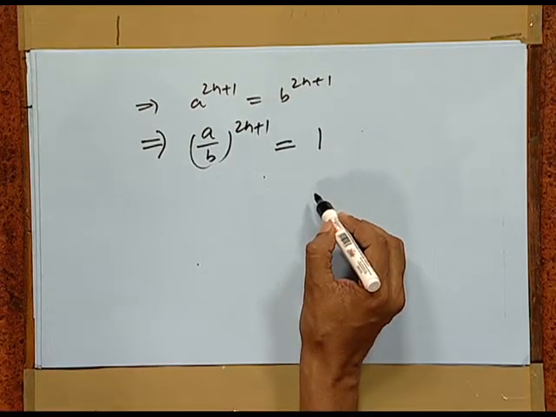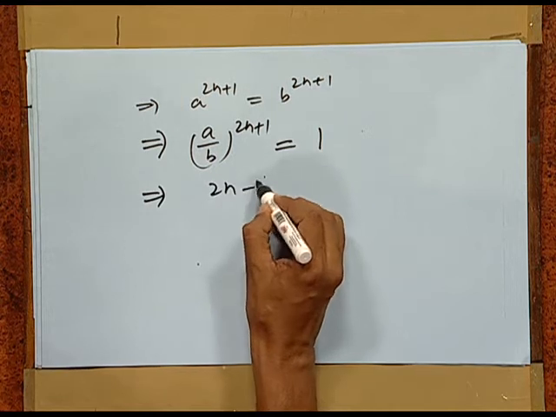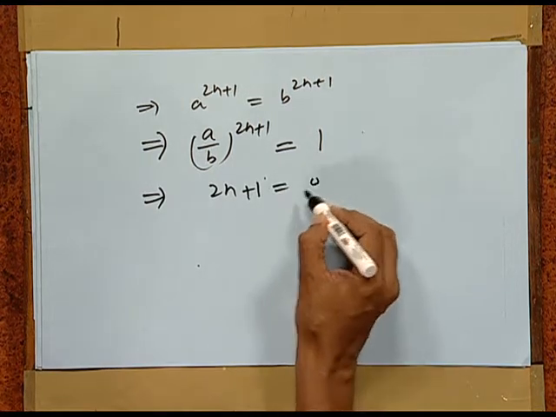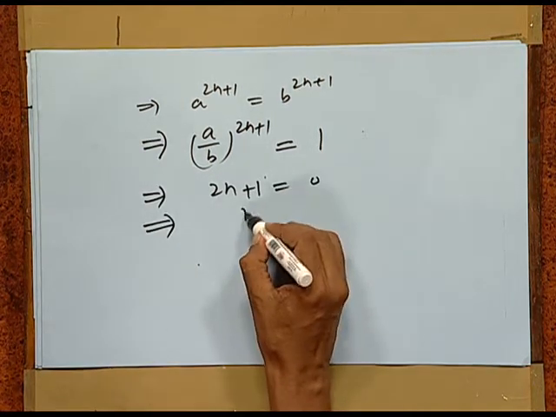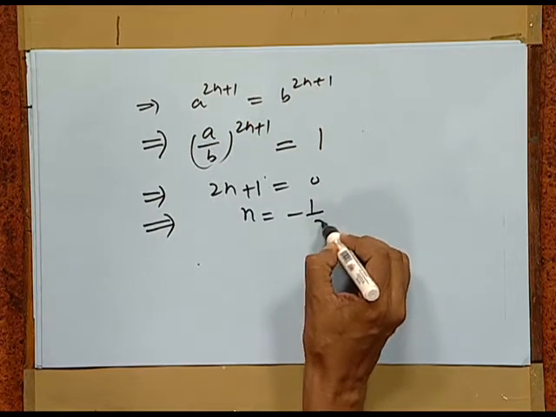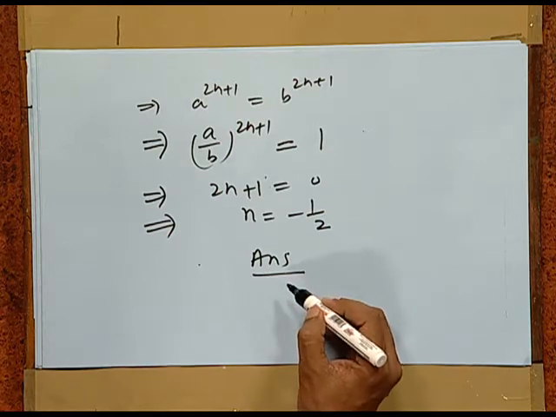Since a upon b is not 1, this means 2n plus 1 must be 0. Eventually, n equals minus 1 by 2. So this is the required answer. That is, for n equal to minus 1 by 2, the given expression becomes the GM of a and b.